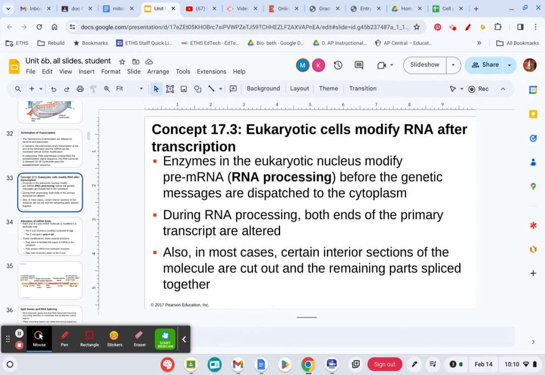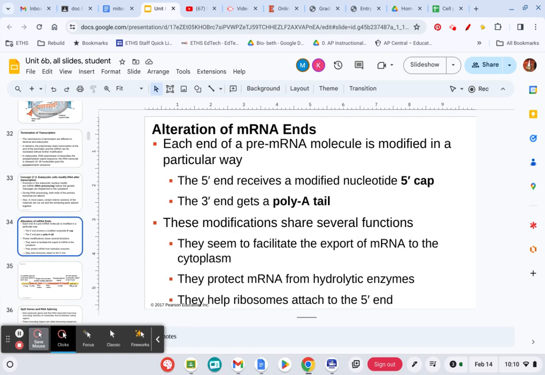So during RNA processing, you're going to edit the mRNA, and you're going to edit both sides. You're going to edit the 3' end, and you're going to edit the 5' end as well in very specific ways. Each end is modified. The 5' end is going to receive a modified nucleotide on its end. It's called a modified guanine is added on. And on that 3' end, you're going to get a poly A tail.